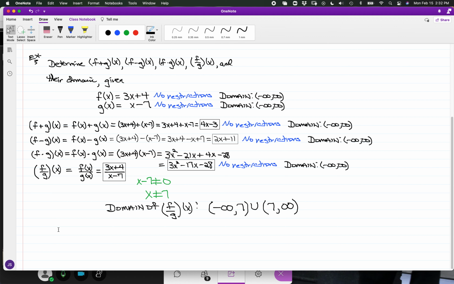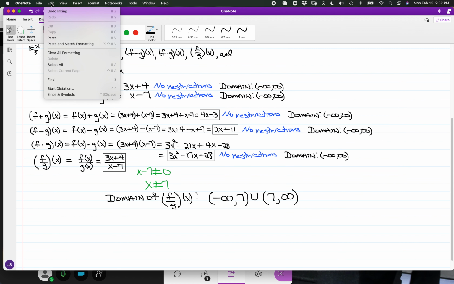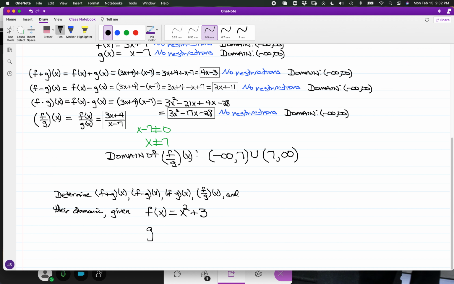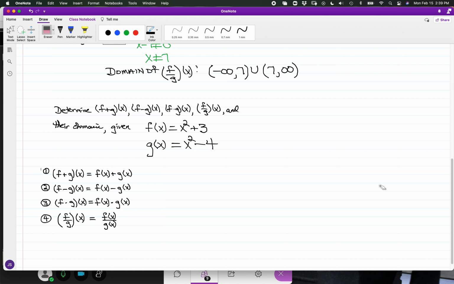Let's say that we are given f of x is equal to x squared plus 3, and g of x is equal to x squared minus 4. Just looking at what we have for the operations between functions. Again, f of x is equal to x squared plus 3, and g of x is equal to x squared minus 4.